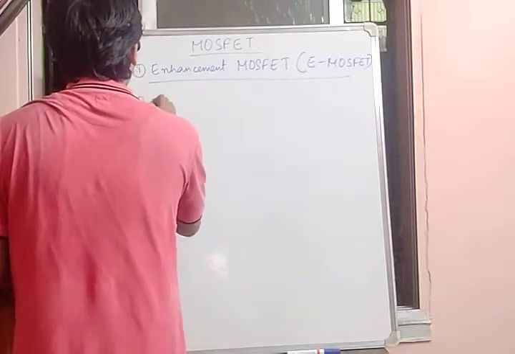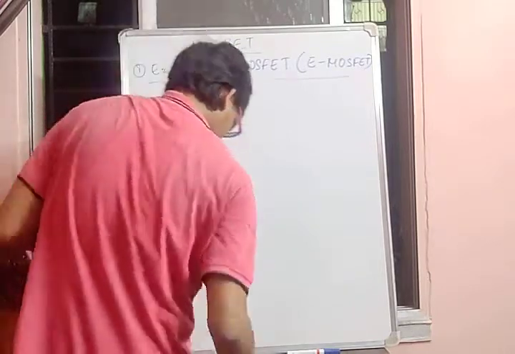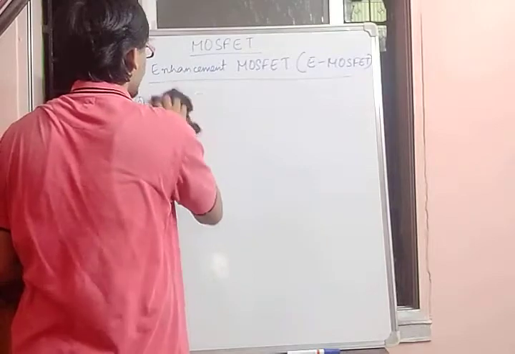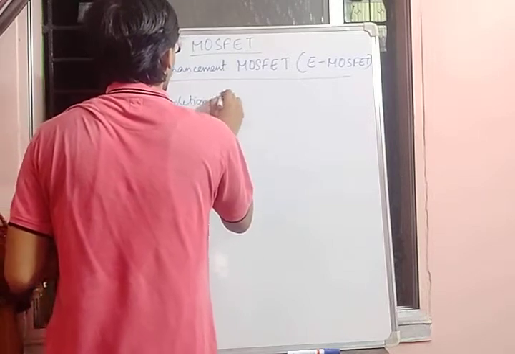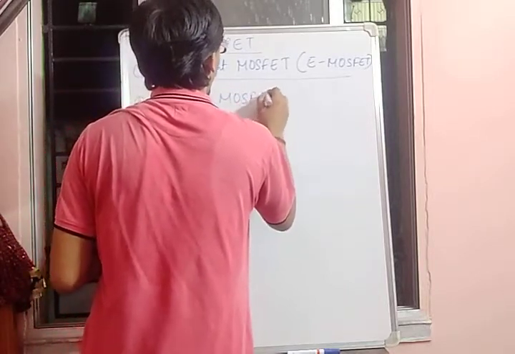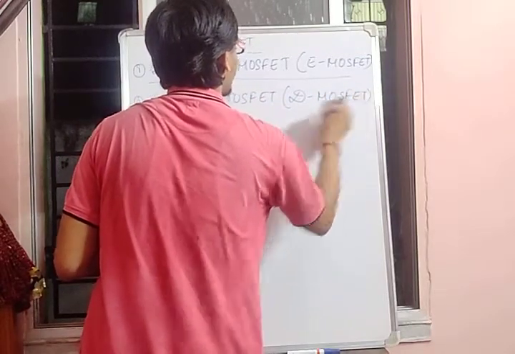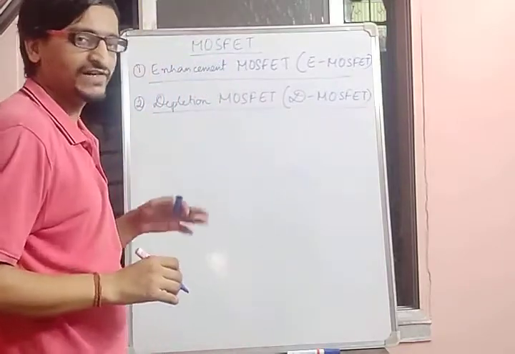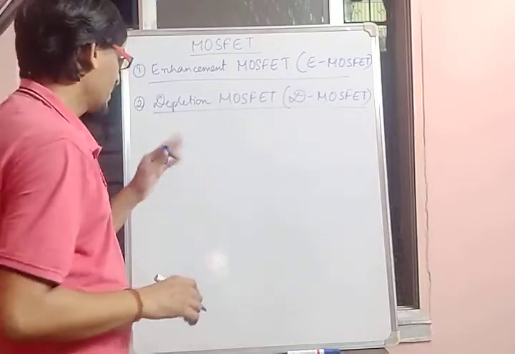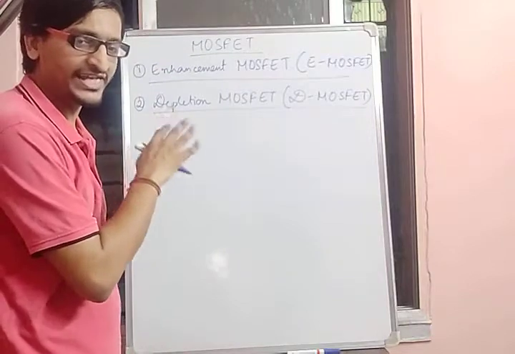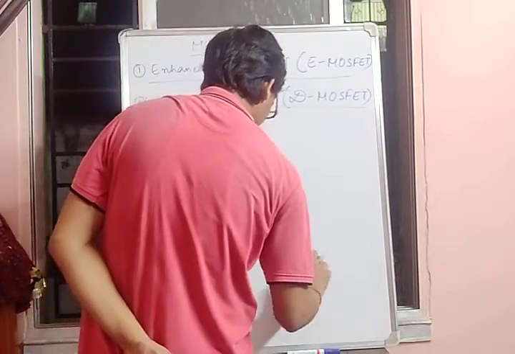The second one is your depletion MOSFET, or in short form, it can be written as D-MOSFET. D stands for depletion. So what happens in case of a depletion MOSFET? Say suppose we consider a P channel MOSFET operating in depletion mode. Then how will the circuit look like? Everything will be same.